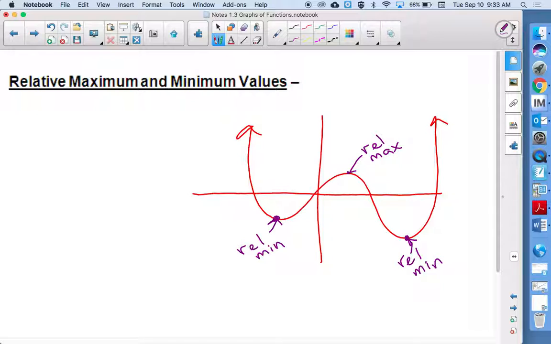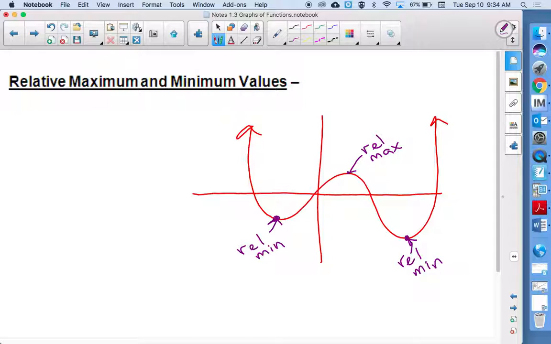And you probably won't always see that word relative, because that word just kind of gets dropped off often. It gets left off. It might just say find the max and the min. But really, we're still finding that top of the hill or the bottom of the valley.